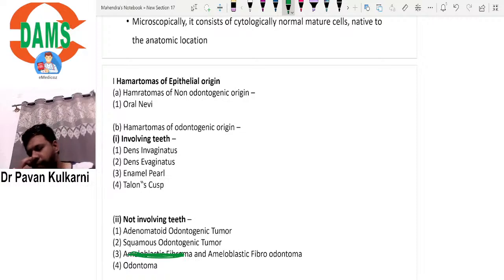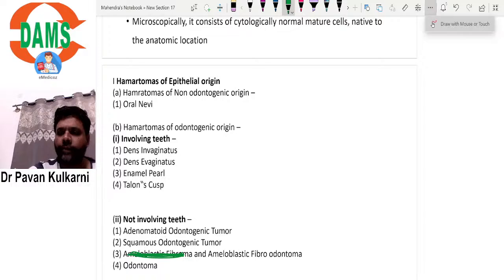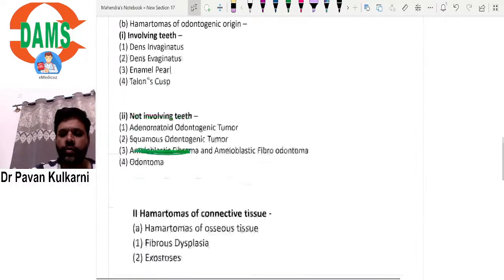So basically, which are the odontogenic tumors which are the hamartomas? They are actually not a true neoplasm. They are AOT, SOT, ameloblastic fibro-odontoma, and odontomas. Okay, done.